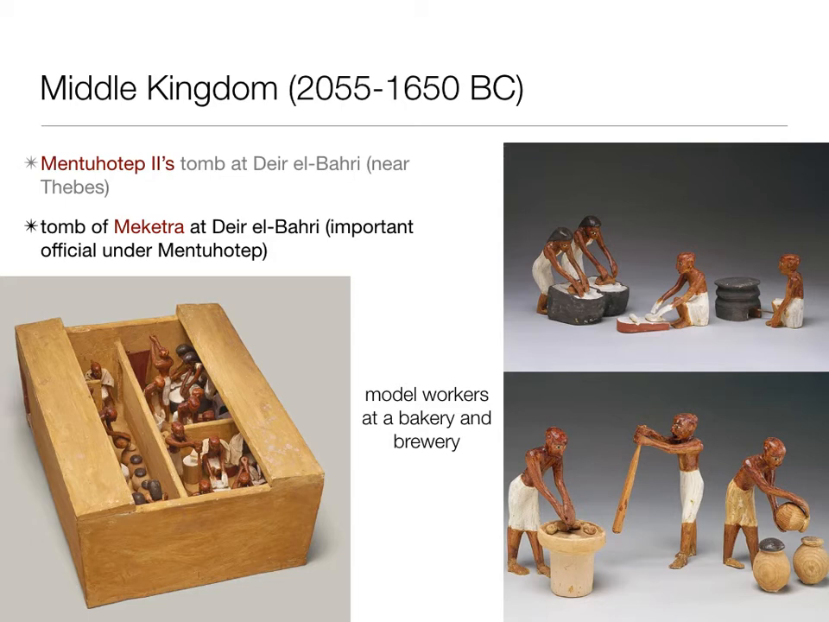Here's an example of a couple different examples of bakeries, breweries, and again, these are things that people would want in the afterlife. If you're a wealthy landowner, you want people to make your bread, brew your beer, all these things, right? So we can kind of get a sense of how these things happened, right?